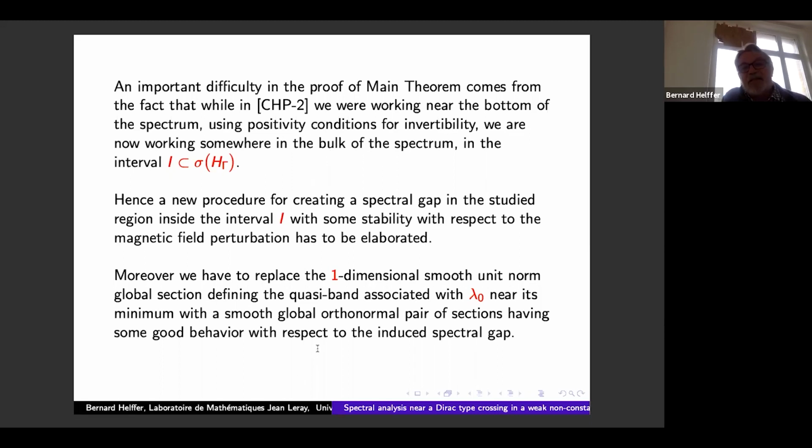And then there are the questions relative to the section of the eigenspace relative to the lambda k of theta. So there are topological aspects which have to be solved. But I will not insist too much on this aspect in my talk.